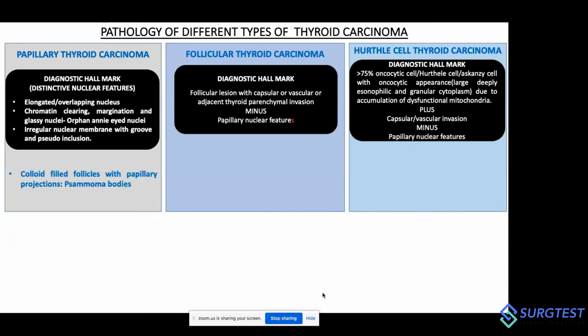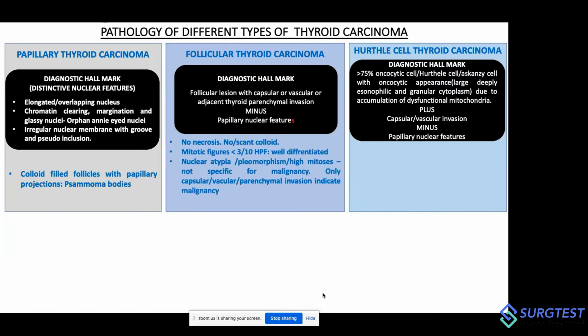Other than these hallmarks, in papillary thyroid cancer, there are colloid filled follicles with papillary projection. So I'm pointing at this point, colloid filled follicles. These are colloid filled follicles with papillary projection which are laminated, and these are called psammoma bodies. In follicular thyroid cancer, there is no colloid or very scanty colloid. If you see the difference, there is plenty of colloid in papillary thyroid carcinoma, but there is no or scanty colloid in follicular thyroid carcinoma.